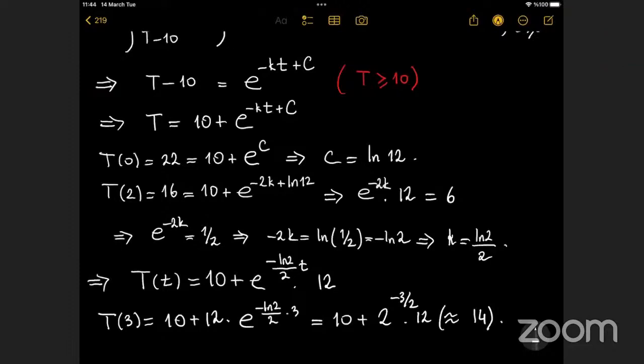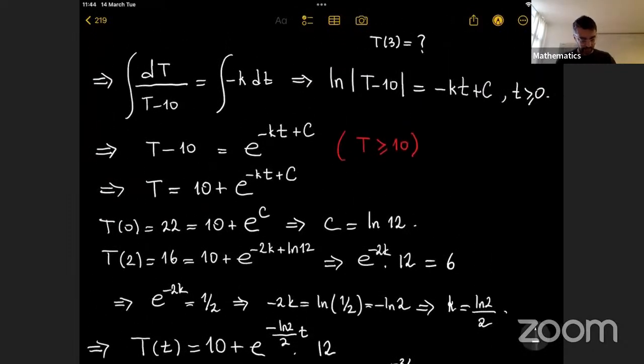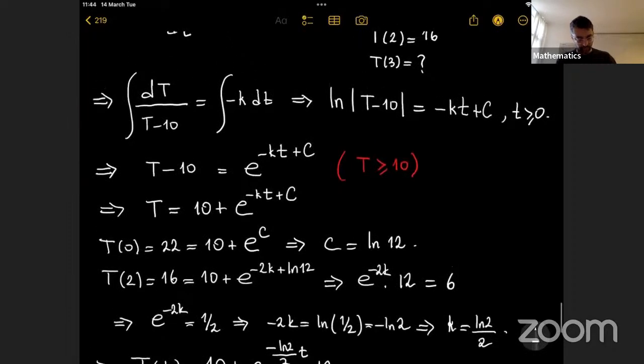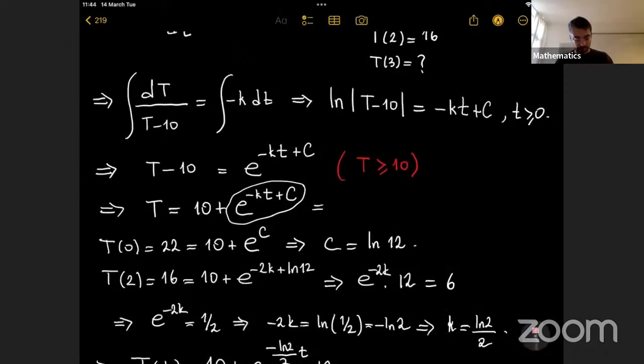Yeah, you could write, instead of here, in the solution, instead of writing like this, you could write e to the minus kt times c, or c tilde, whatever. Because e to the c is another constant, and you can go ahead with that. You will get the same result, okay? Any other question?